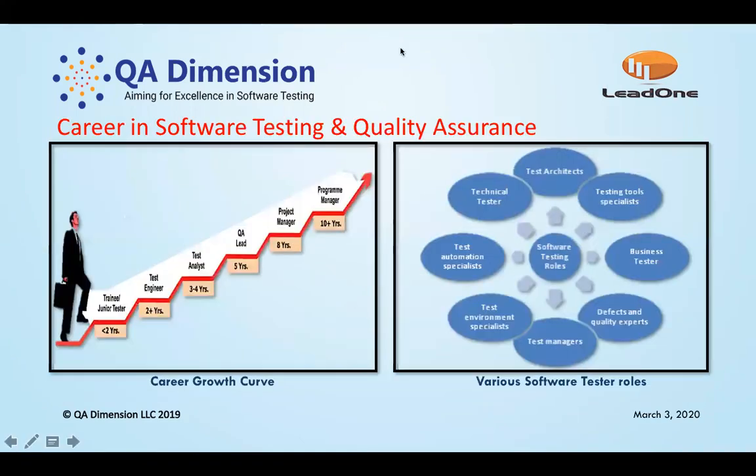Okay. All right. So now the money factor, or the career path. Let's say you choose the software testing field. What can you expect, or what should be your career path? You can start as a junior tester, meaning you have less than 2 years of experience. You can also start if you have 2+ years of experience, as a test engineer, and based on that there are multiple levels. You have test analyst, QA lead, project manager, and program manager.